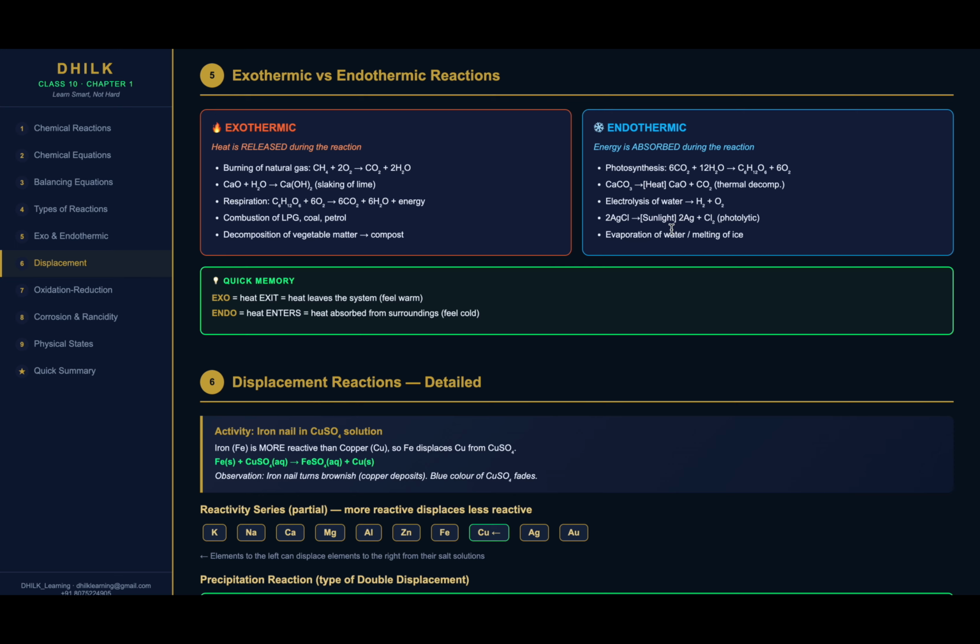They are using sunlight. We have discussed this one, right? This reaction is used in photography also, so you can remember it. This is an example of a photolytic decomposition reaction.